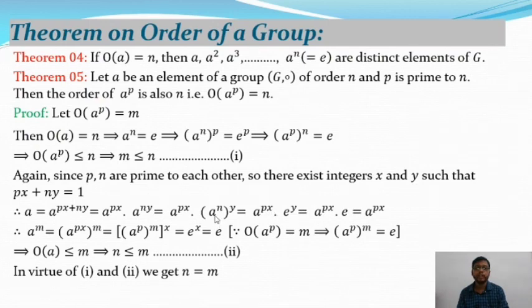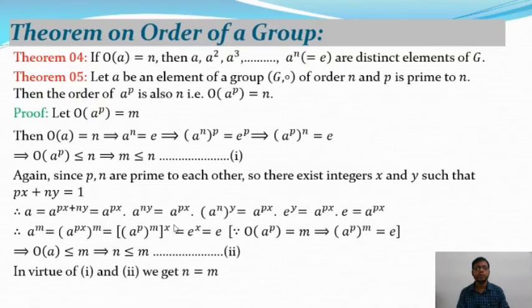So in that case, a to the power n is equal to e, and e is the identity element. And you know that any power of an identity element is identity. So a to the power px into e to the power y is equal to a to the power px into e, that is a to the power px. So therefore a is equal to a to the power px. Now taking m as power on both sides, we will get a to the power m is equal to a to the power px whole to the power m.